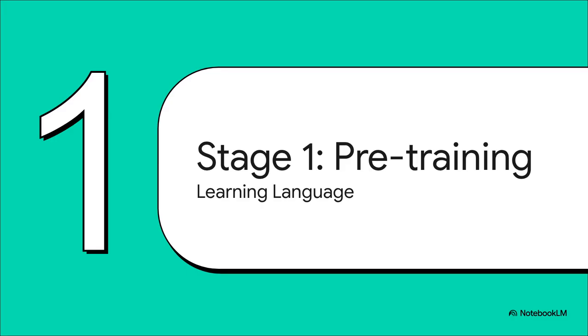Okay, welcome to Stage 1, Pre-Training. Think of this as the model's elementary school. Before it can even dream of answering a question, it first has to learn the basics, like what words are, how they fit together, and all the zillions of patterns that make up human language. And to do that, it needs to read. And I mean, it needs to read a lot.